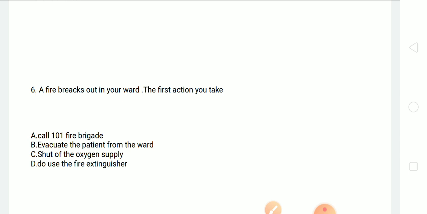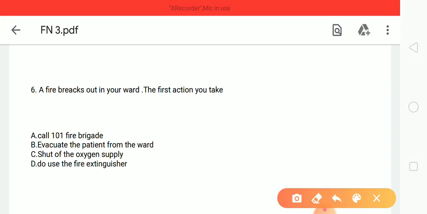Friends, this is the first action. The first action is option C. Option C is correct: shut off the oxygen supply. At first we shut off the oxygen supply because oxygen can burn.